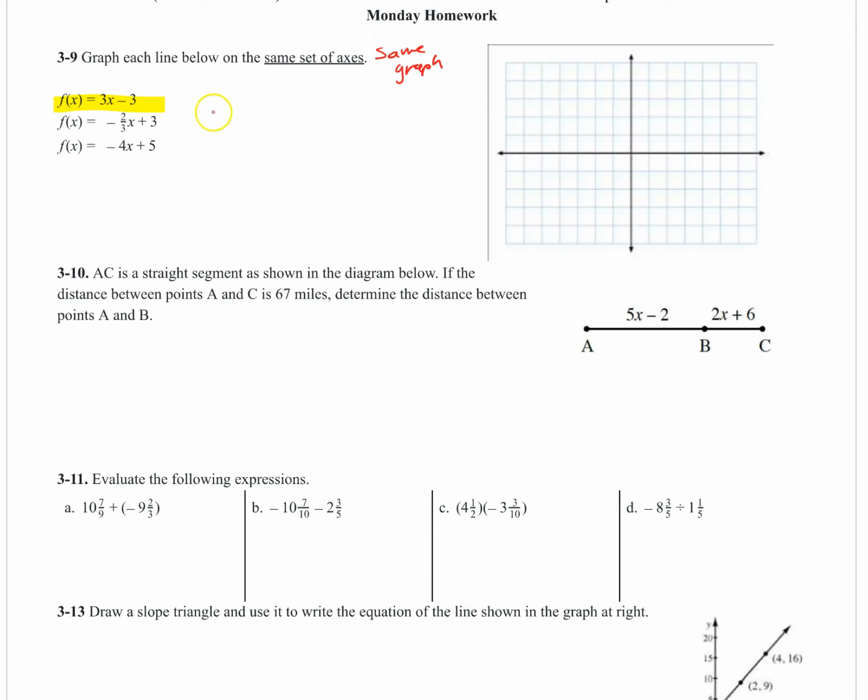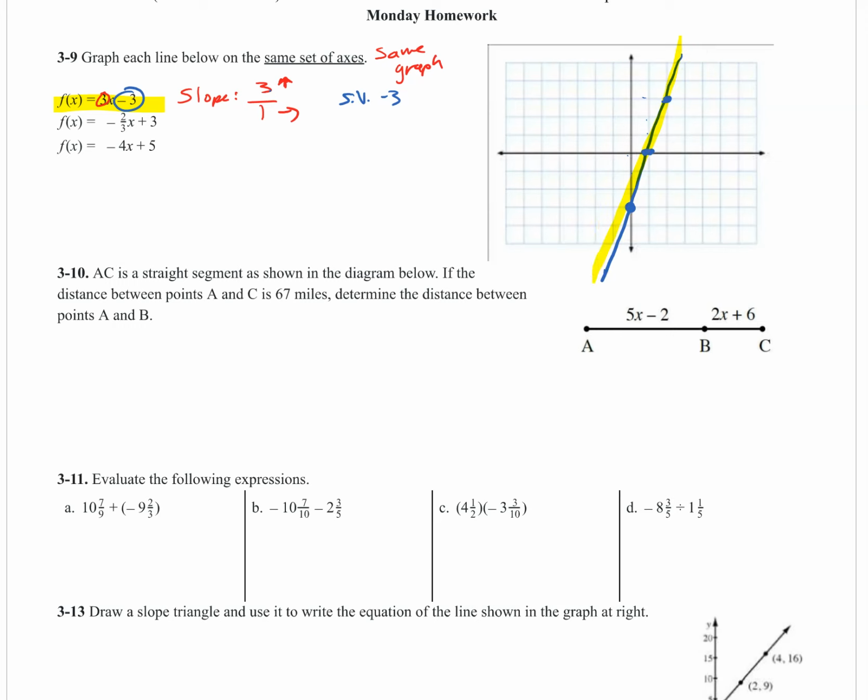So let's start with this one. This one has a slope of 3, which is just 3 over 1. Remember that slope is rise over run. Then we get our starting value of -3. So we'll start by putting a dot at -3 on the y-axis, and then, following the slope instructions, go up 3 and to the right by 1. Just like in chapter 2. So this is going to be our first line.